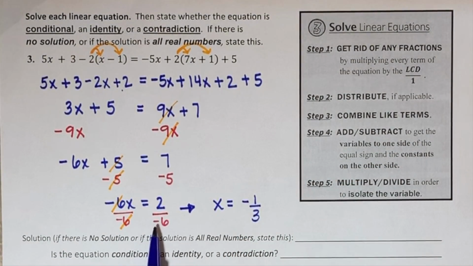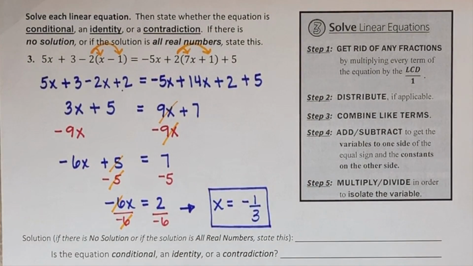Notice we had a negative in the denominator. In mathematics, we typically don't like to write our final answer with a negative in the denominator. We either move the negative to the numerator like I did, or you could also put the negative out front. So we end up with our final answer, x is equal to -1/3.